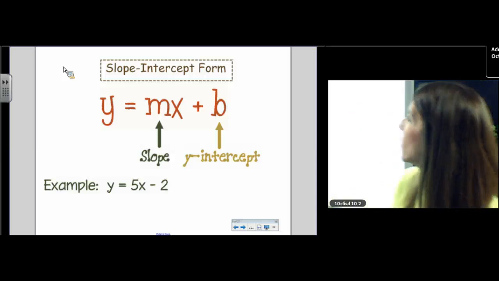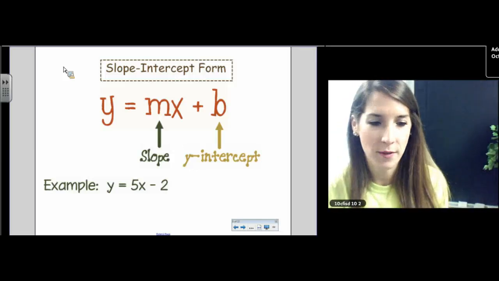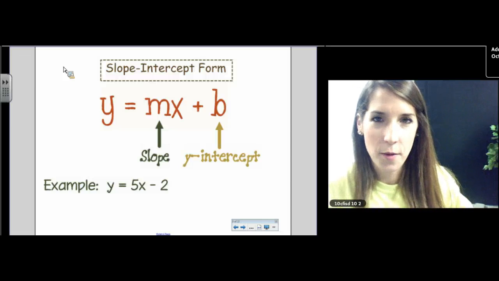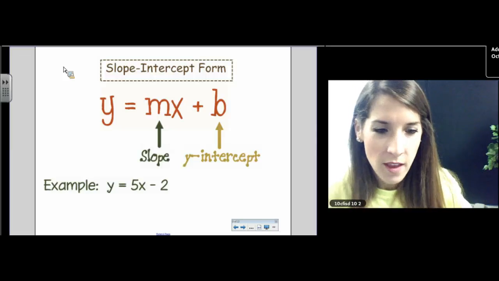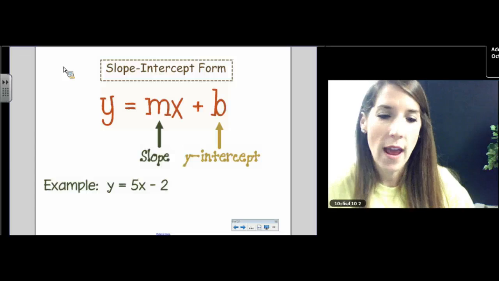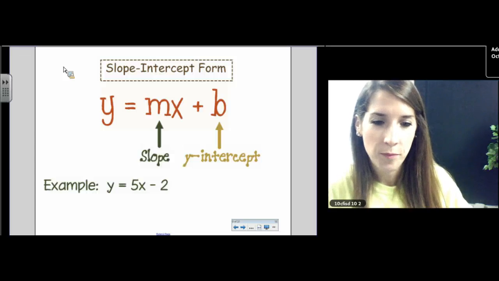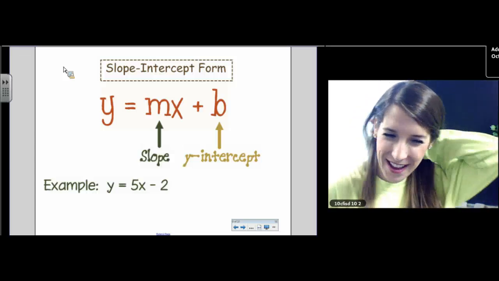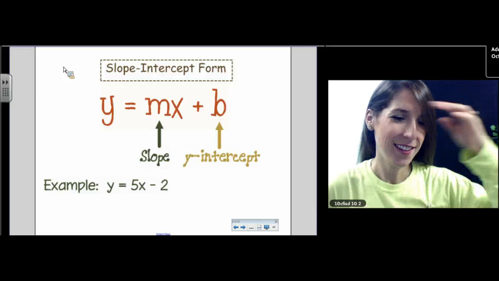So the first form that we're going to talk about is slope-intercept form. Write it down, slope-intercept form. This is the one you're probably the very most familiar with. y equals mx plus b. m is our slope, and b is our y-intercept.